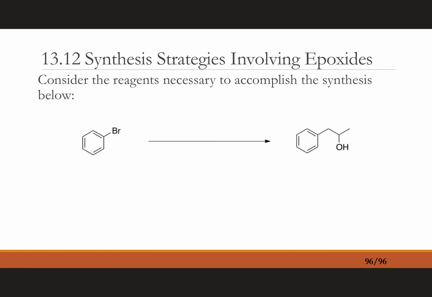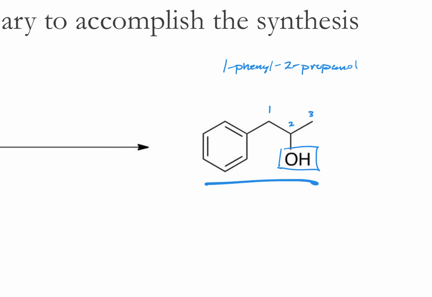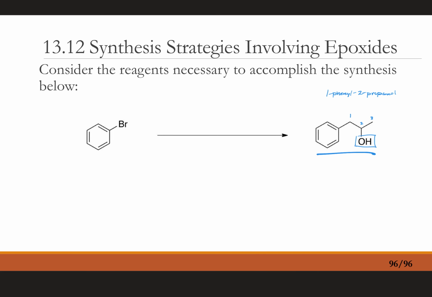All right, so the last thing here today will be the synthesis of this compound here. Let's name that. I would number it 1, 2, and 3. The highest priority functional group is the alcohol, which means that that's the longest continuous chain of carbons that contains the alcohol. So this is actually 1-phenyl-2-propanol. All right, and we're trying to get that from bromobenzene over here.